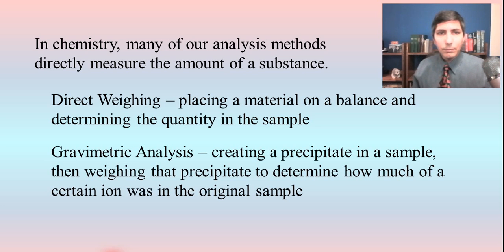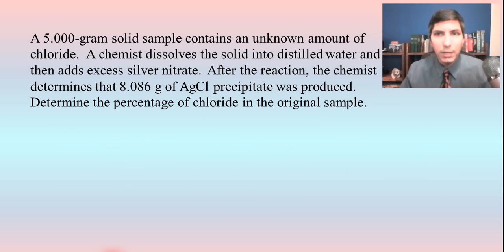We often use a method called gravimetric analysis. And this usually involves taking a sample that has an ion in it and taking advantage of the solubility rules to create a precipitate out of that sample. Then you take that precipitate, filter it out, dry it, and find its mass to find out how much of that certain ion there was in the original sample. So that's what this video is going to be mainly about, gravimetric analysis.